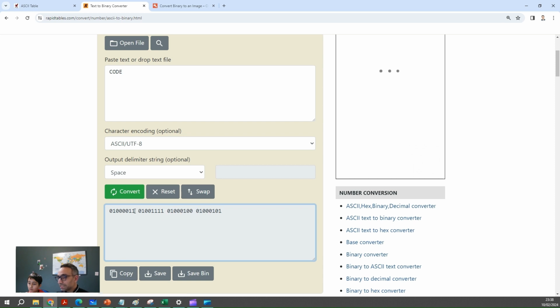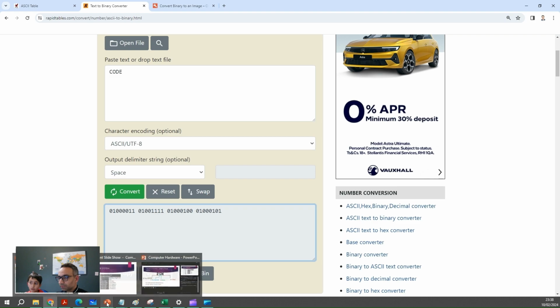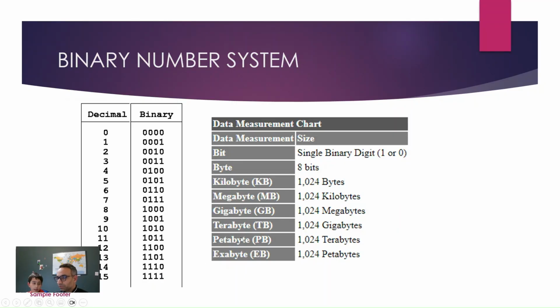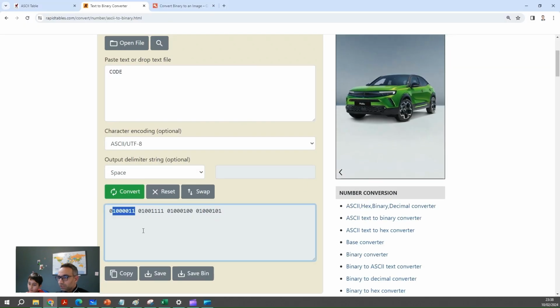So now, as I said, 8 bits is equal to 1 byte. So if I write CODE, how many bytes is it taking? 4. Exactly, 1 byte, 2 bytes, 3 bytes, 4 bytes.